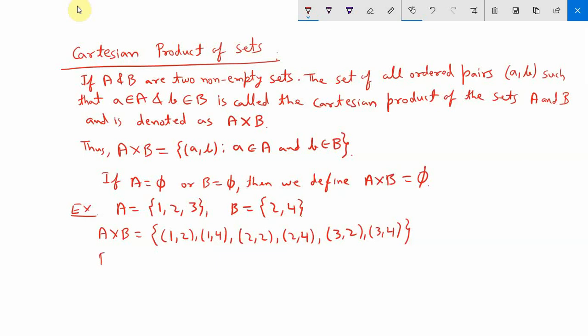If we do B × A, what we will get? So first we will consider first element of set B and make ordered pairs with each element of A. So (2, 1), (2, 2), (2, 3). Next will be (4, 1), (4, 2) and (4, 3). Okay. So we will get different ordered pairs when we perform A × B and B × A. Okay, friends.